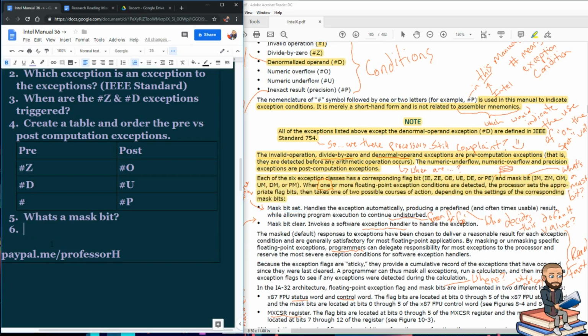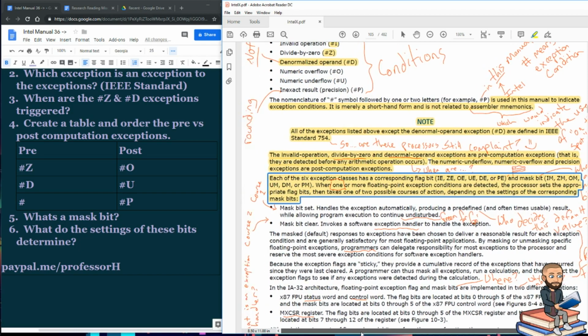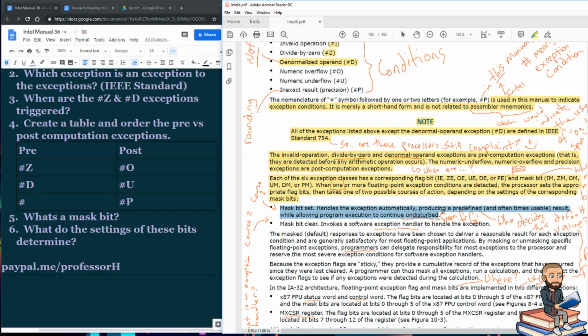What's a mask bit? And second, what do the settings of these bits determine? So if we scroll over here, you'll see there's course 1 and course 2. So let's read. Mask bit set: this will handle the exception automatically, producing a predefined and oftentimes usable result while allowing the program execution to continue undisturbed. Reminds us of a QNAN, right?